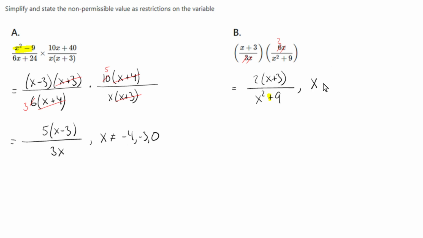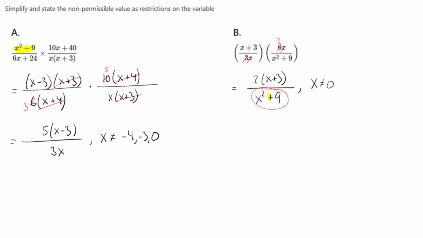So x cannot equal, well, over here x cannot equal 0. Okay, what about here? Well, if x is 0, it's going to be 0 plus 9. So that's fine. The question is, are there any non-permissible values here?